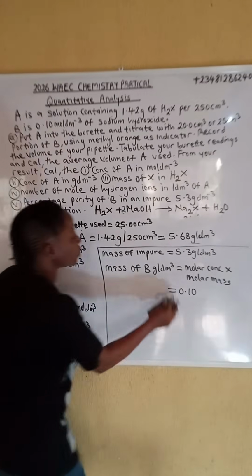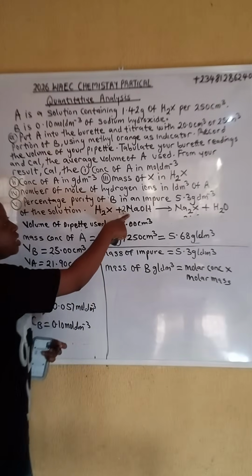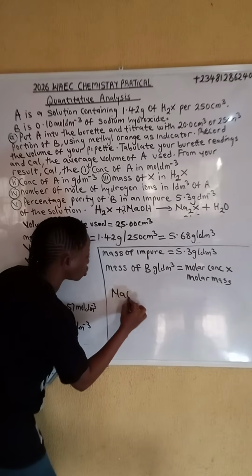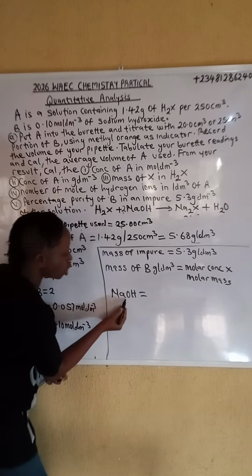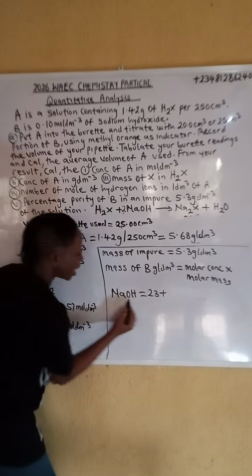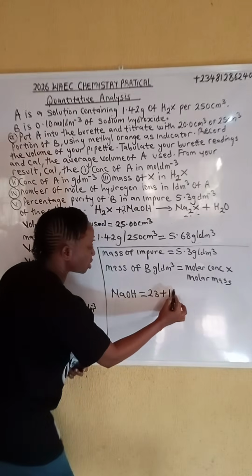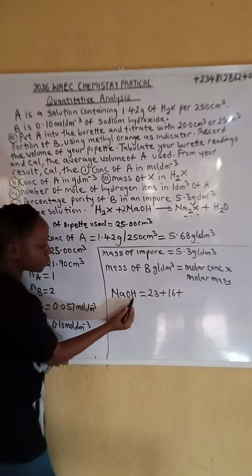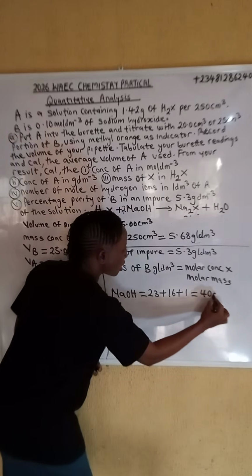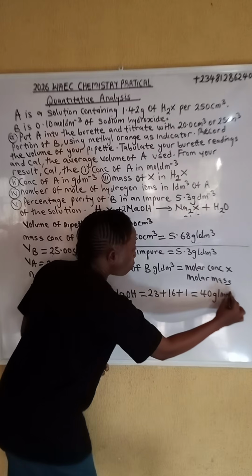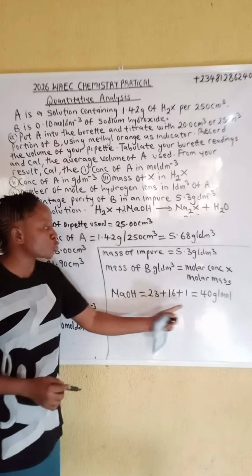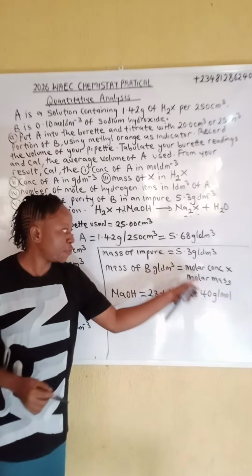Before we make use of this formula, we have to calculate the molar mass of base. The molar mass of sodium hydroxide equals the atomic mass of sodium, 23, plus the atomic mass of oxygen, 16, plus the atomic mass of hydrogen, 1, which equals 40 grams per mole. You have to show that before you proceed.